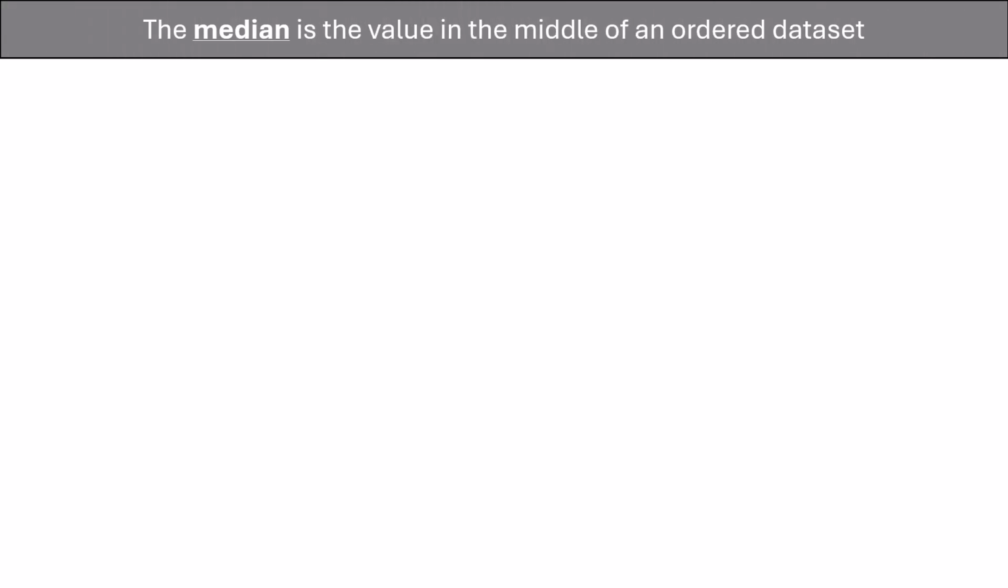Now let's talk a little bit more about the median. The median is the value in the middle of an ordered dataset. The way that you calculate the median is going to depend on if you have an odd or even number of observations. Think about that for a second.